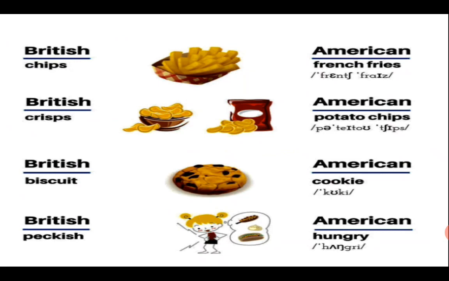So the words used by Britishers and Americans. Chips used by British, French fries used by Americans. British call crisps, Americans call potato chips. Biscuits used by Britishers, cookies used by Americans. British use peckish, Americans use hungry. I feel peckish used by British. I feel hungry used by Americans. Let's look at the next slide.